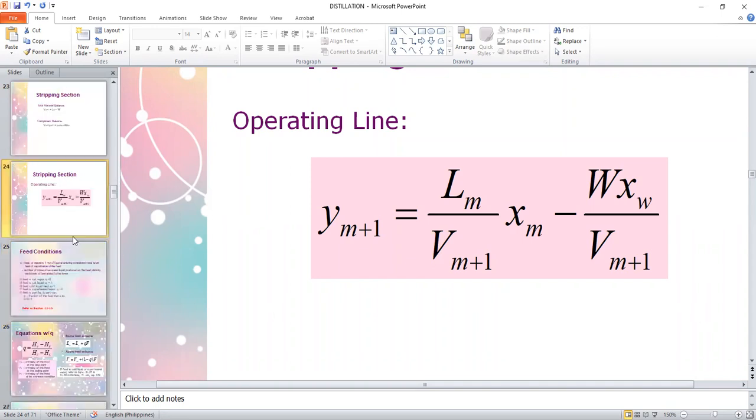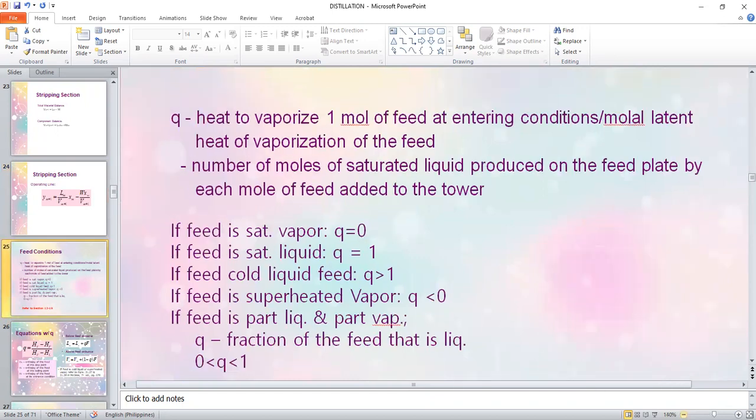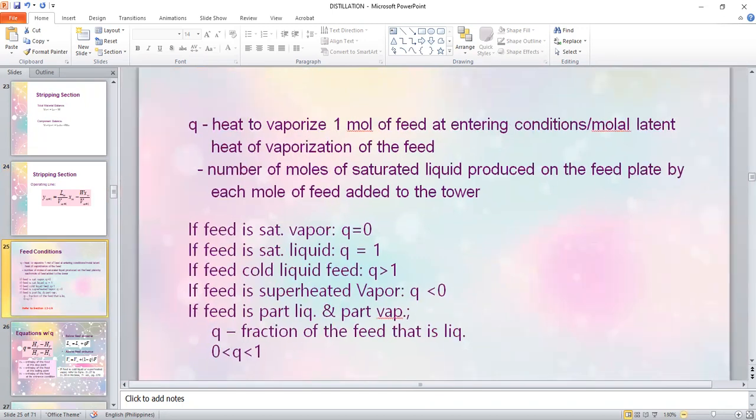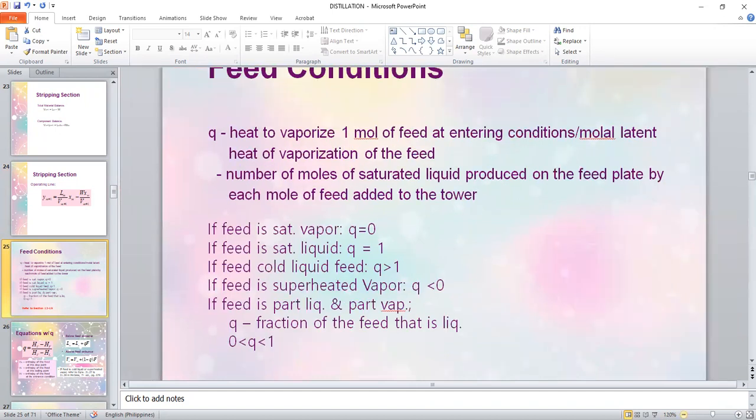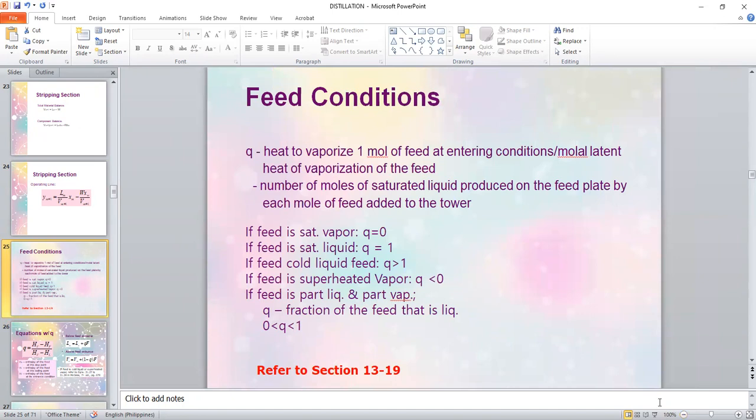But before we know that, of course, there's a need for us to know what information is needed to plot or know the feed condition. To know the feed condition and to properly reflect that in our calculations, even if we don't do graphical approach, there's a need for you to understand what is this Q, because it appears in the equation of your feed line or the Q line.